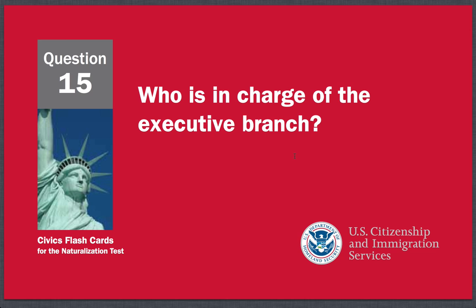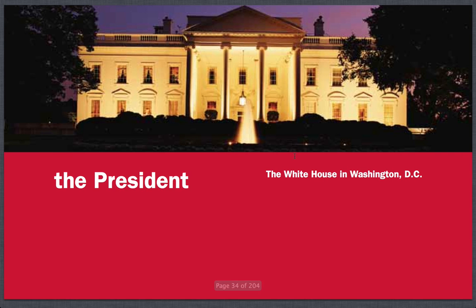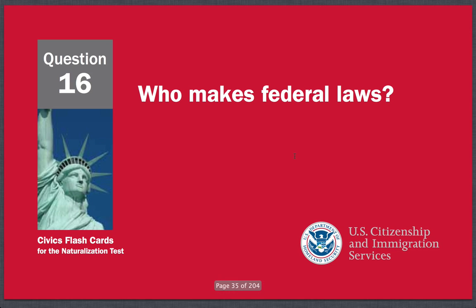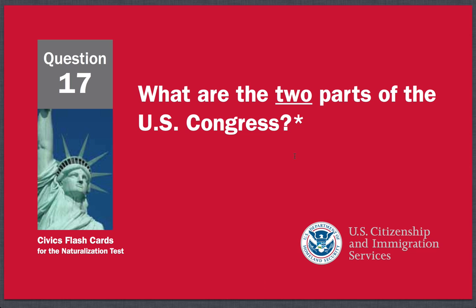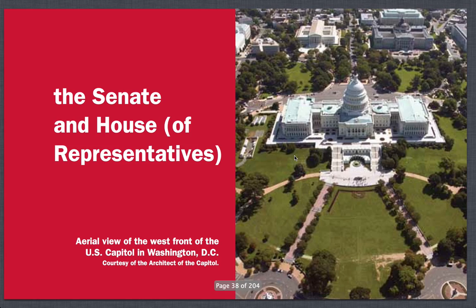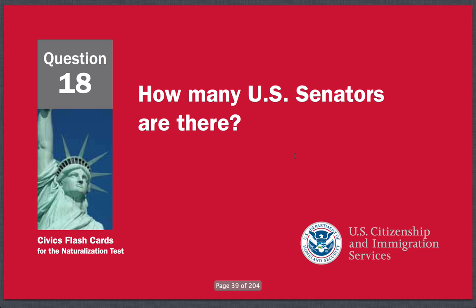Who is in charge of the executive branch? The president, and right now you have President Obama as I'm making this video, and there will be another president next year. Who makes federal laws? Congress makes the law, the Senate and the House of Representatives, or the US or national legislature. What are the 2 parts of the US Congress? You have the Senate and the House of Representatives.